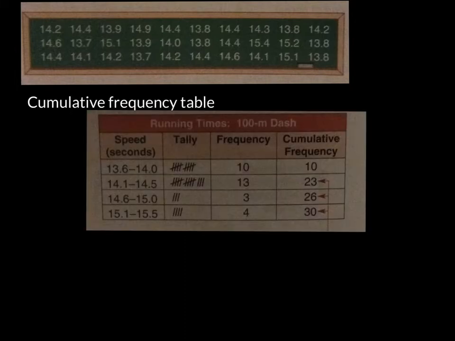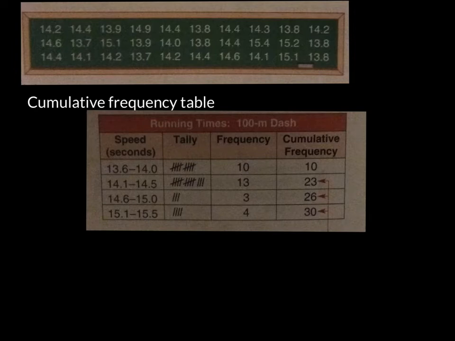Okay, one way of recording this data is called a cumulative frequency table. In this way, you group different amounts of times together. So instead of listing each individual time from this chart up here, they've grouped it and made a range. So here they have 13.6 seconds to 14 seconds, and then you make a tally for each time you see any number within that range. Here then, they've just written the number in numerical form. So this tally and the frequency, these two numbers will match.